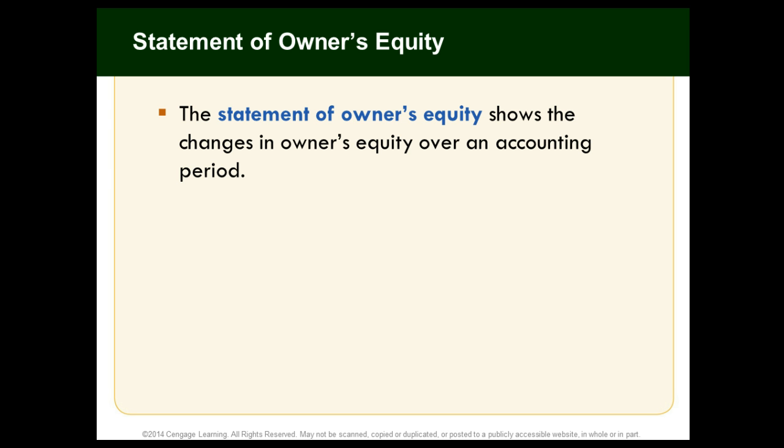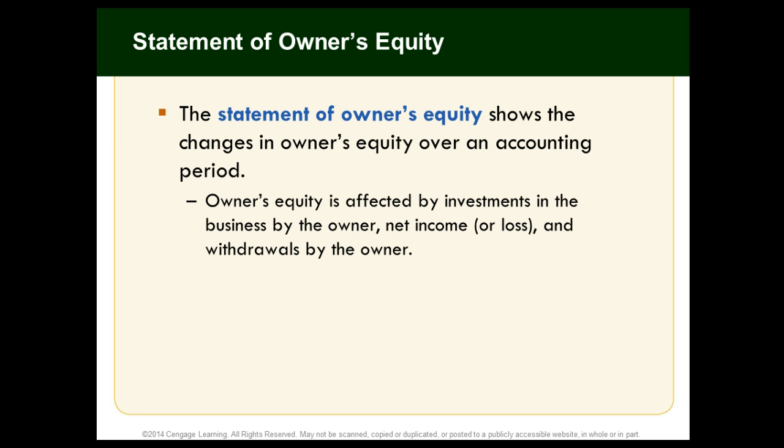The next one is the statement of owner's equity, which we kind of were doing in some of those problems. It shows the changes in owner's equity over an accounting period. And we're doing them, guys. It's going to be the beginning balance. We're going to add investments. We're going to take out any withdrawals and then add net income or subtract net loss. We've been doing that, right?